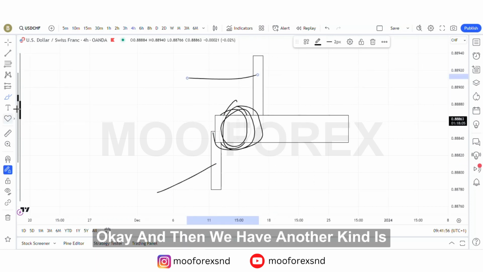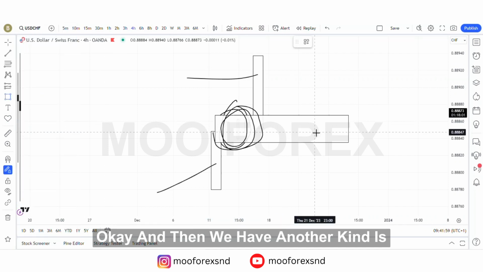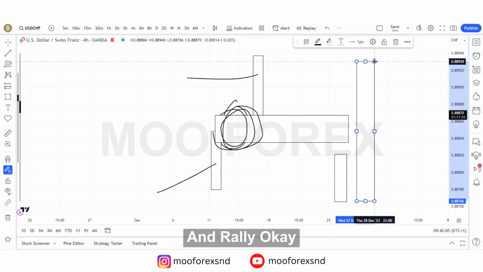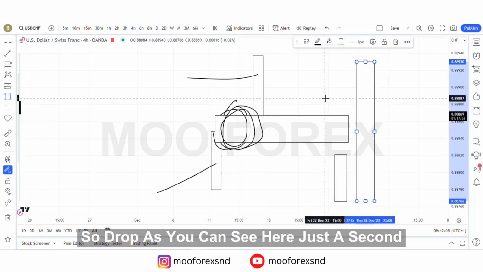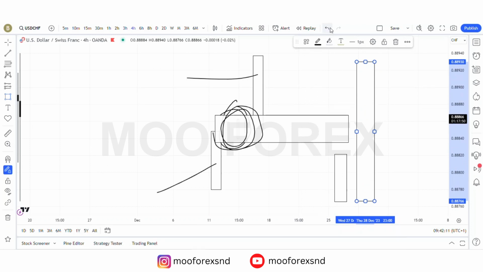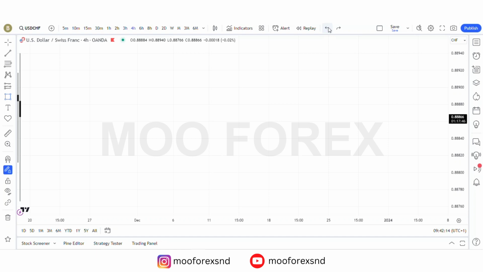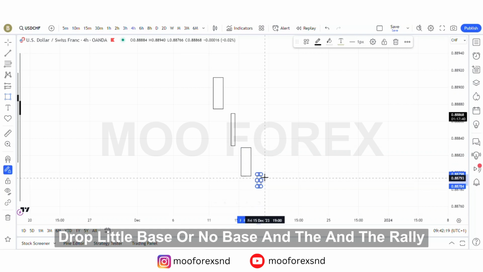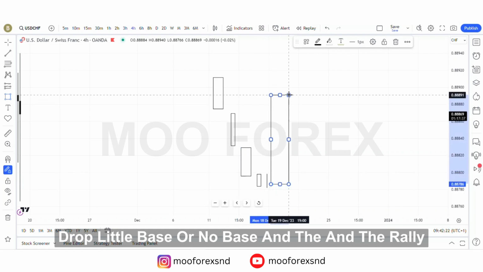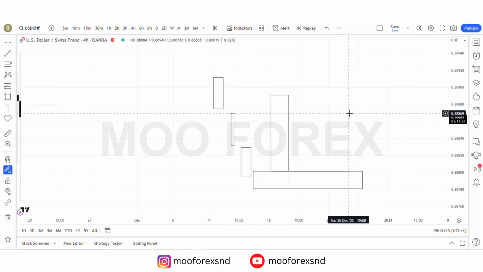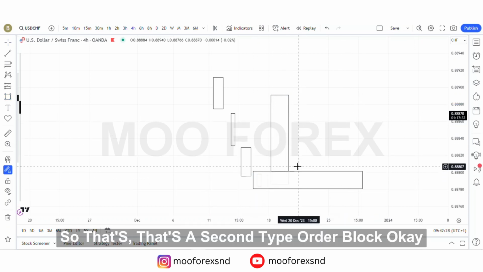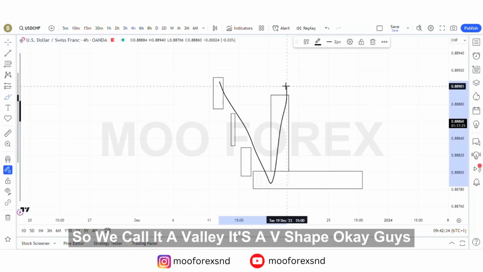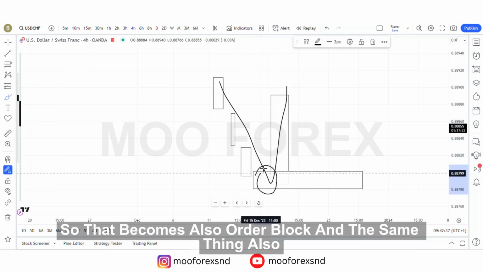Okay, and then we have another kind, which is drop and rally. Okay, so drop, as you can see here, just a second, let me clean it first. So drop, drop, drop, little base or no base, and the rally. So that becomes an order block as well. So that's the second type of order block. Okay, we call it a belly. It's a B shape, okay guys. So that becomes also an order block.